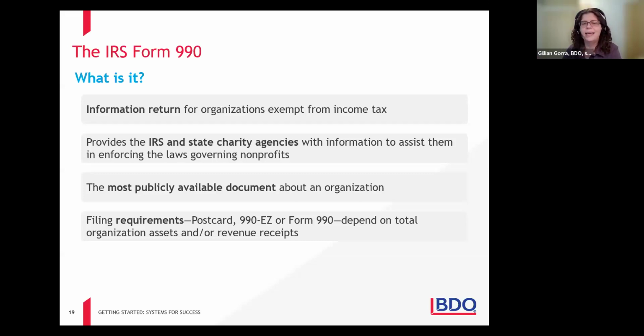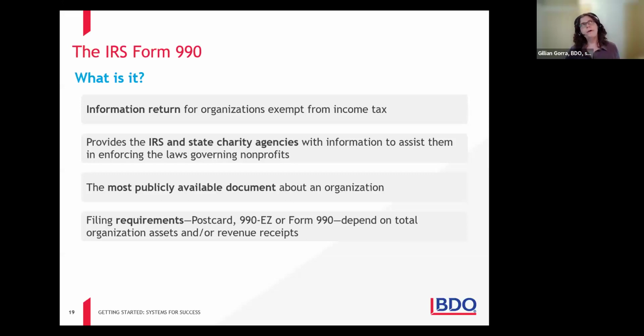There's also a 990 EZ, which is a shorter form that can be filled out by organizations with revenue of $500,000 or less. And then there's something called the 990N. This is a postcard. This is actually very, very simple. There's almost no data that's being collected on the postcard. And this is an available filing format for organizations with $50,000 of revenue or less every year.